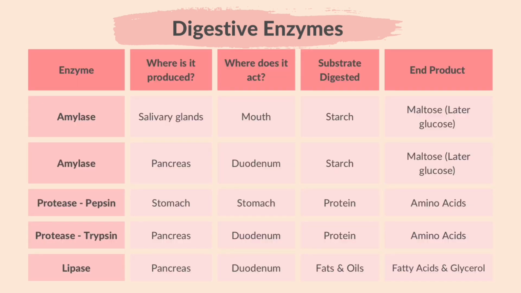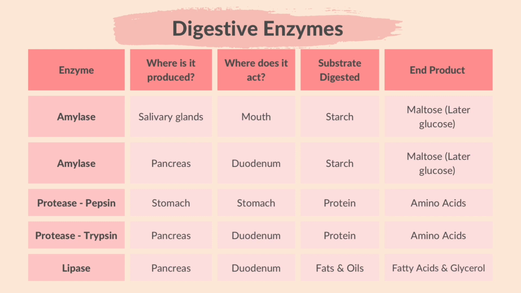This table summarizes where in the digestive system amylase, protease, and lipase are secreted and where they act. So as you can see, amylase is produced by the salivary glands as well as the pancreas and is released into the mouth and duodenum respectively. Amylase breaks down starch to maltose, which is later broken down into glucose.